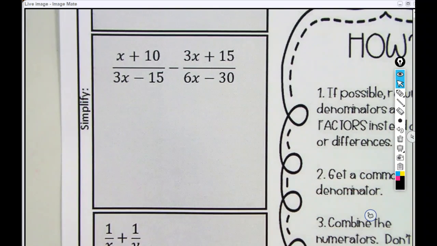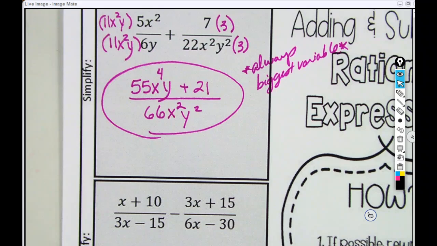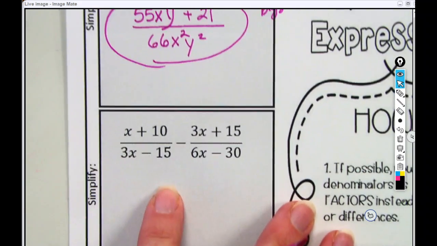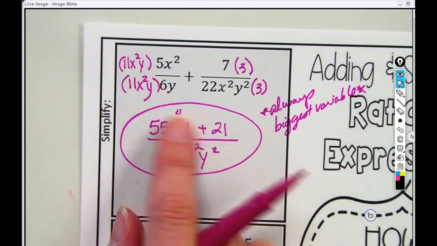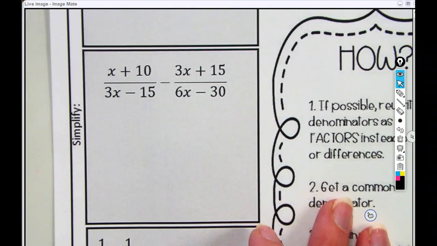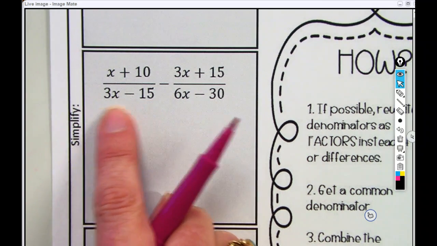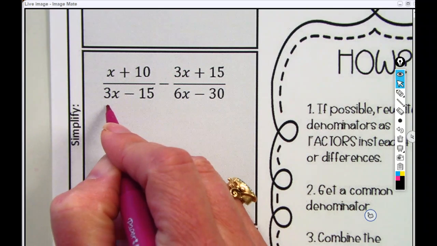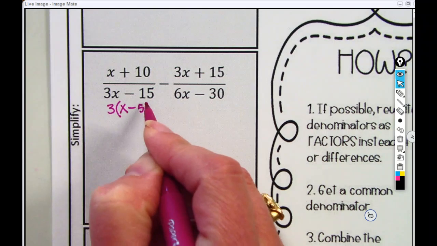Okay. How is problem 2 different than problem 1? I've got subtraction on the bottom, don't I? So I have a binomial here. Up here we had monomials. So the secret when we've got polynomials, binomials in this case, is you're going to want to factor them. So is there a greatest common factor here? 3. All right, so let's factor it. 3 and x minus 5.